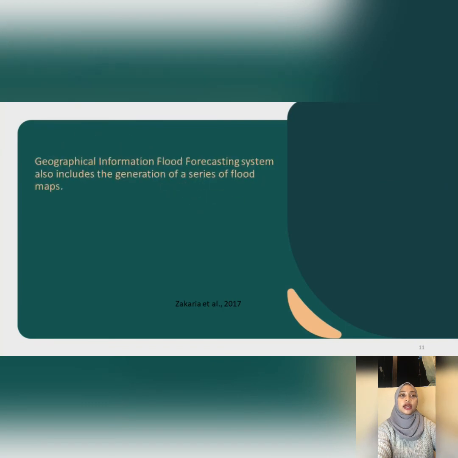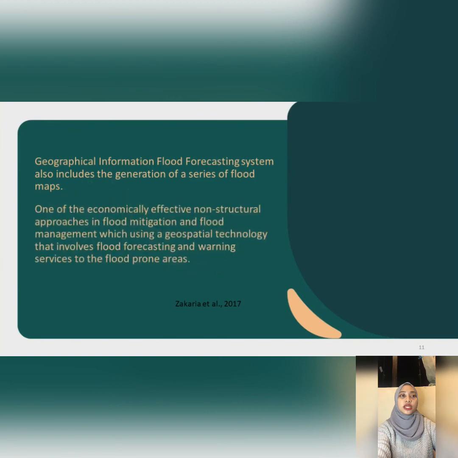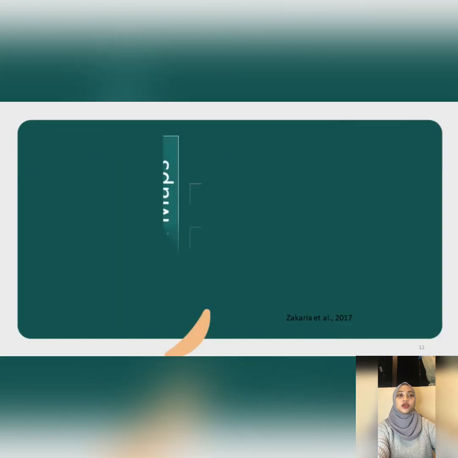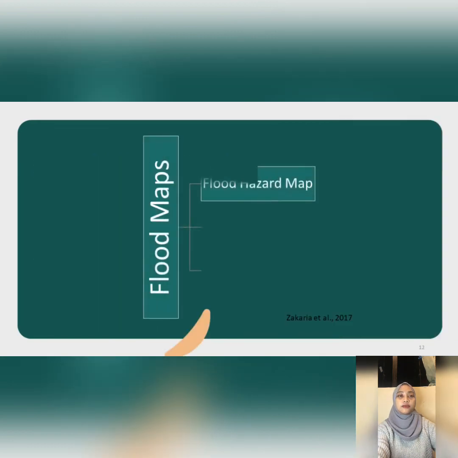And then there is another approach which involves the use of a geographical information flood forecasting system that includes the generation of a series of flood maps. This is one of the economically effective non-structural approaches in flood mitigation and flood management, which uses a geospatial technology that involves flood forecasting and warning service to the flood-prone areas. There are three types of flood maps, namely flood hazard map, flood risk map, and flood evacuation map.